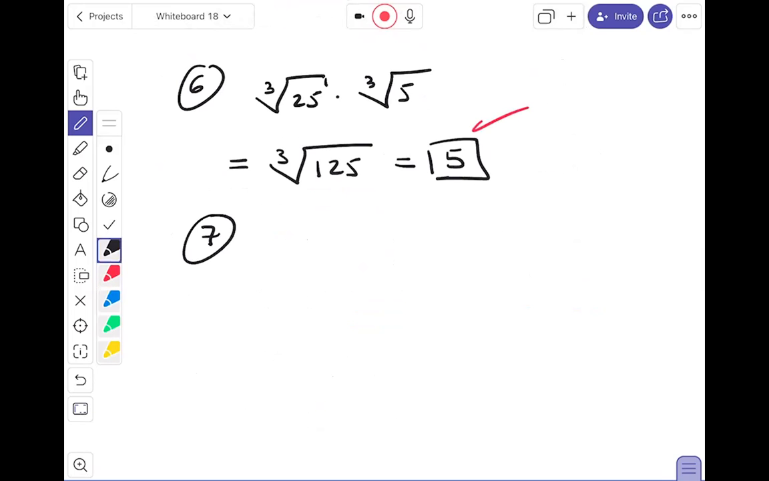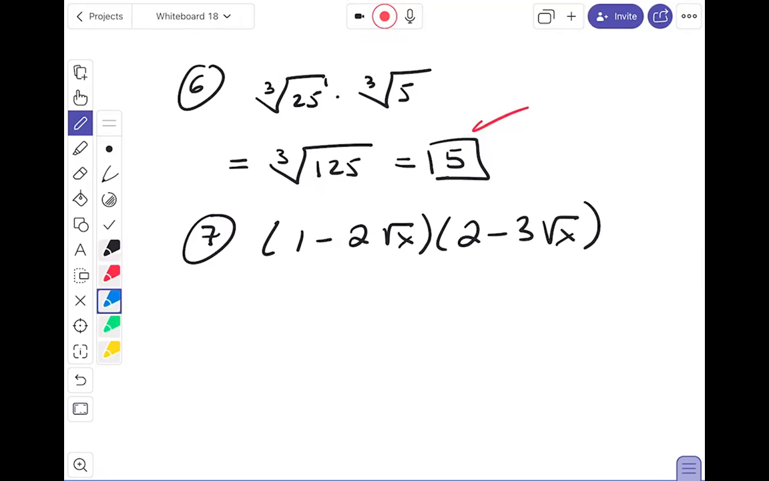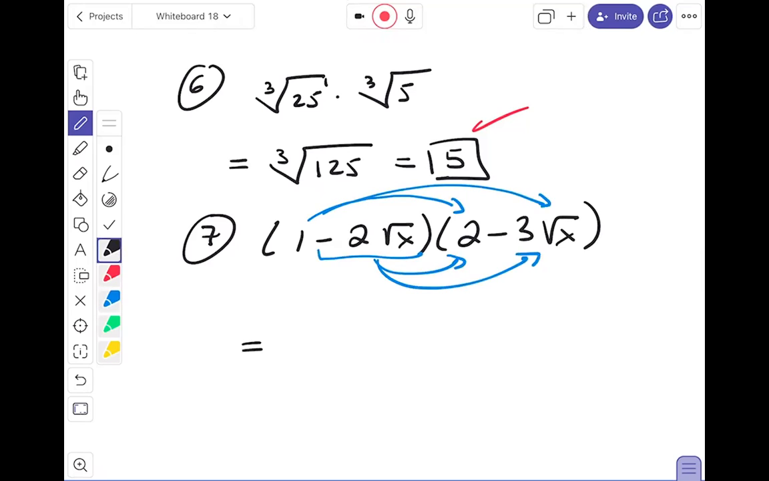What's 7? It's a multiplication problem. 1 minus 2 root x, and then 2 minus 3 root x. Distributed product multiplication. The 1 is going to distribute across these two terms, and then this is going to distribute across these two terms. Let's do one at a time. 1 times 2 is 2. 1 times minus 3 root x is minus 3 root x. Now I'm going to do minus 2 root x times 2, which is minus 4 root x. And then minus 2 times minus 3 is plus 6. Root x times root x is just x.